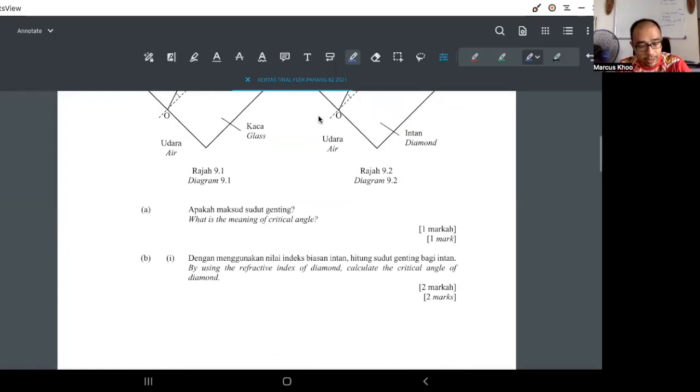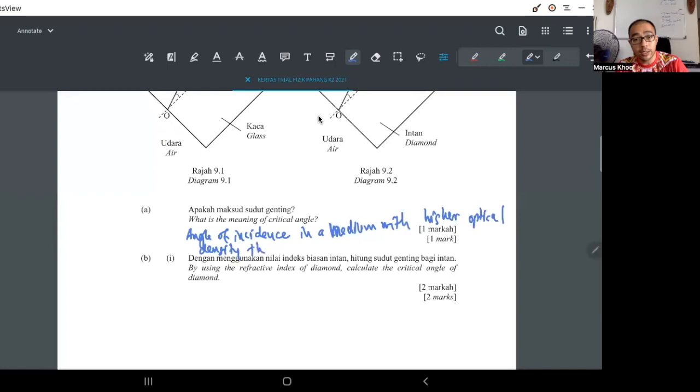Okay, so the critical angle is the angle of incidence in a medium with higher optical density that causes an angle of refraction of 90 degrees.